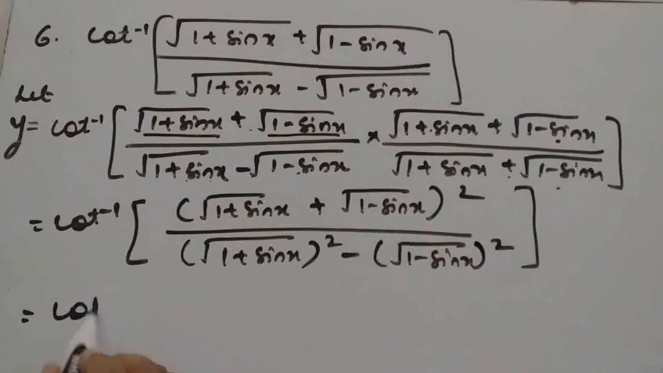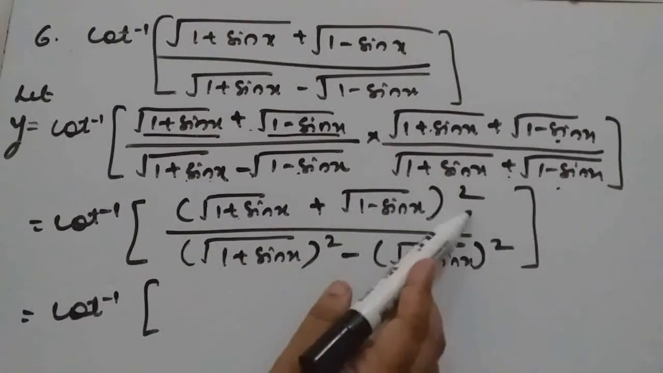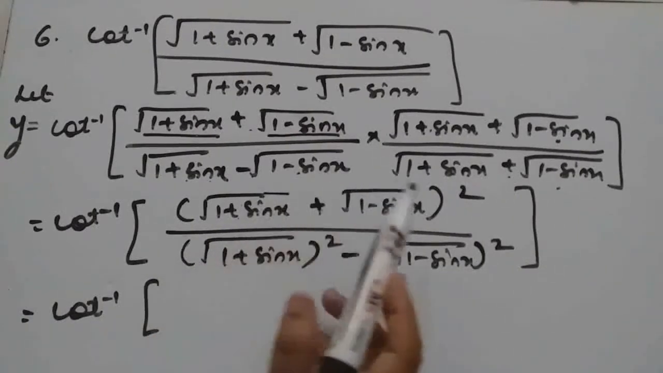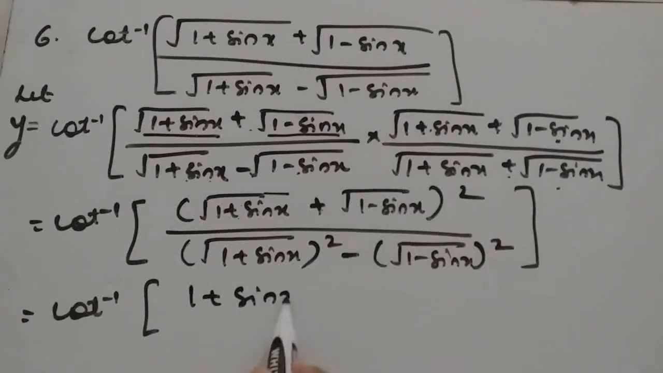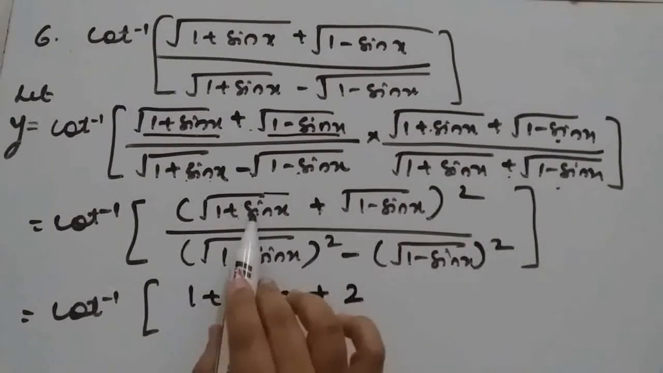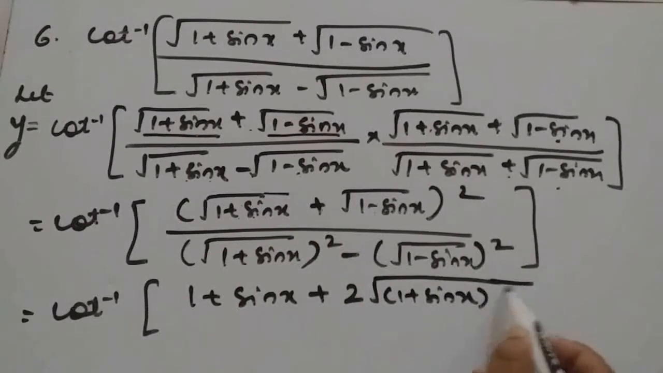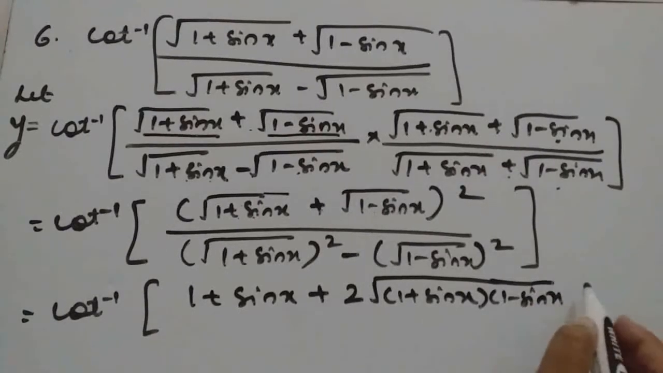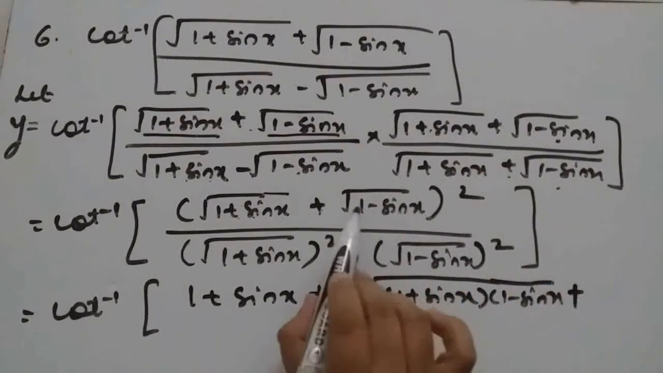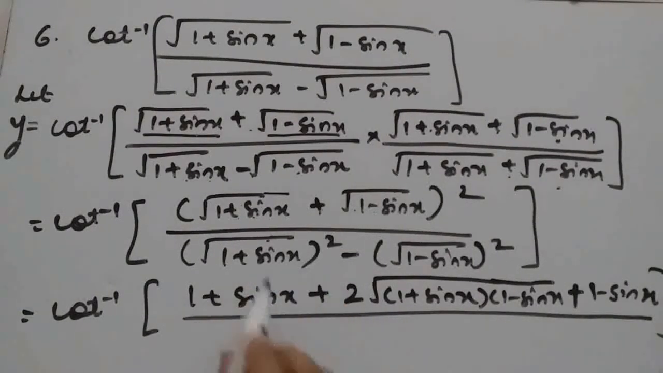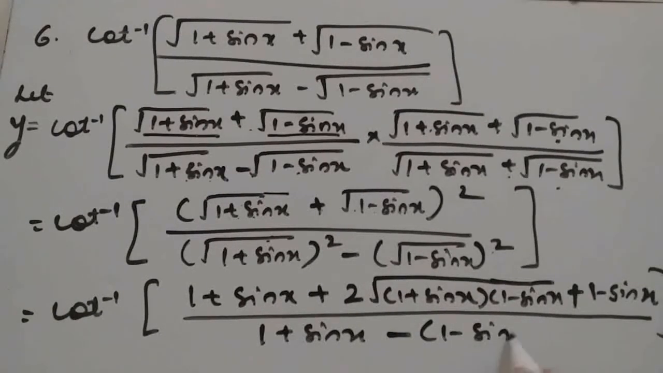Now we can open using the identity, isn't it? a plus b square means a square. So while taking the square of this square root, root and square will go. So 1 plus sine x only. Then plus 2 times a into b. Then plus b square. So root and square will go, 1 minus sine x. Here also the square root and this will go, so 1 plus sine x. And here also it will go, so 1 minus sine x.